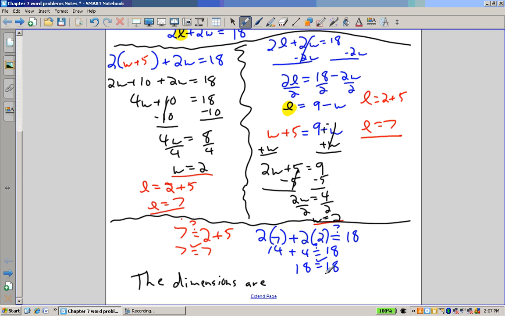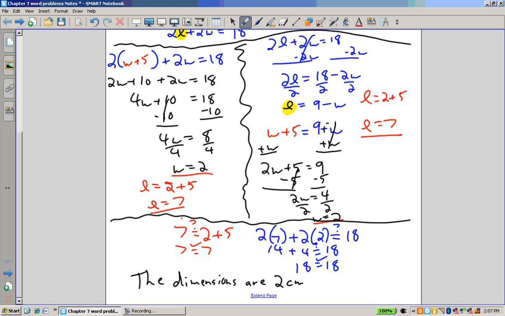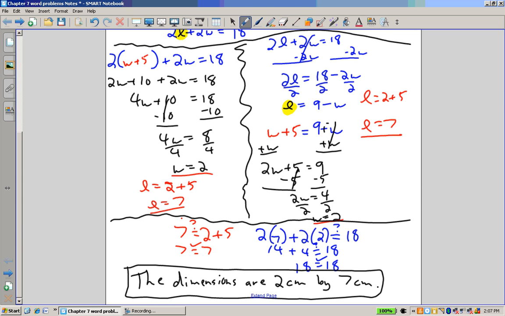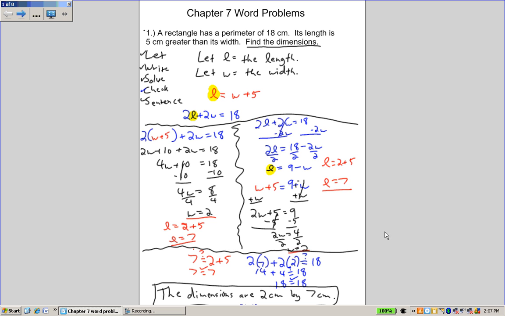The width was 2. And what was the unit? Let's see. Centimeters. Okay, so 2 centimeters by 7 centimeters. And there we go. Let, write, solve, check, and sentence. So, good bit of work, but it's worth it. Okay, let's try our next one.